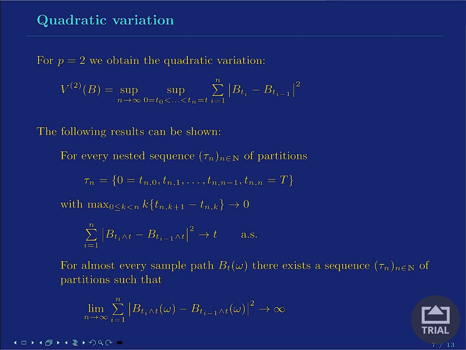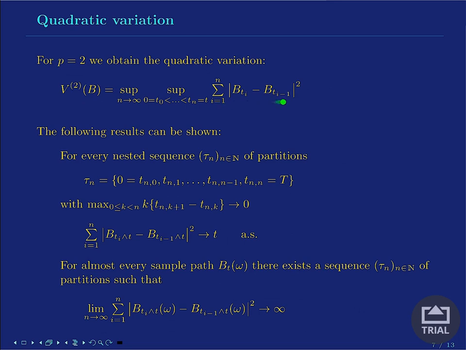So let's have a look at the quadratic variation. That is the point where we get in trouble with the Brownian motion. As said, for any higher power this will stay finite, but for the quadratic variation it is actually not finite.